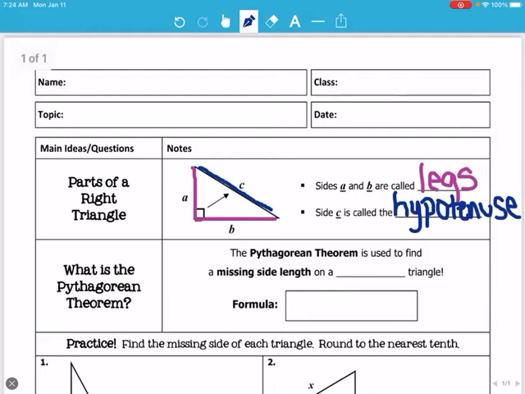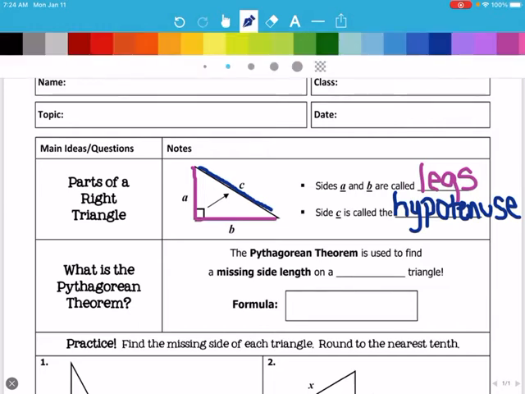Okay. And I'm pretty sure you guys have seen this formula before, but it's probably been a while. Our formula is a squared, which is one of my legs, plus b squared, which is another one of my legs, equals c squared, which is my hypotenuse. And this is only able to be used on right triangles.